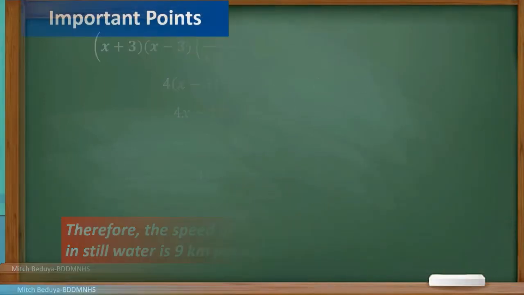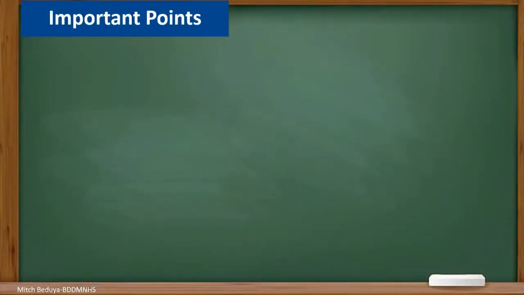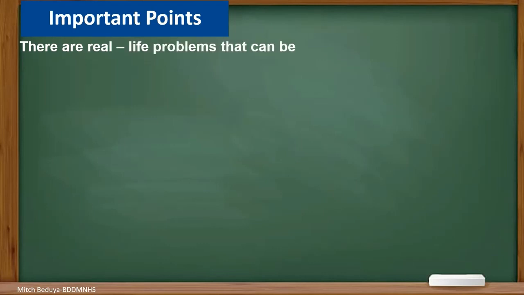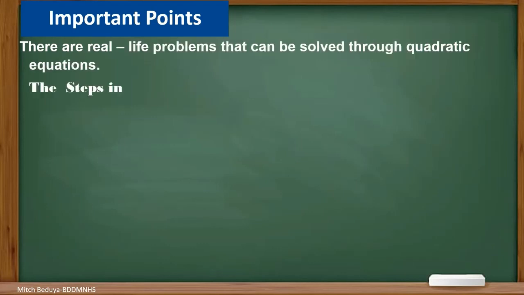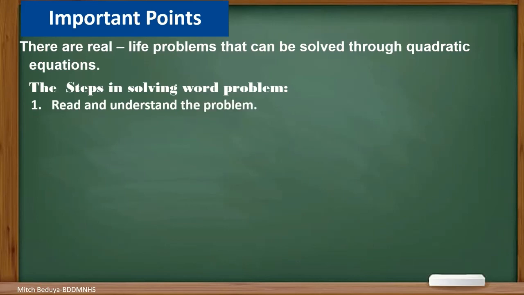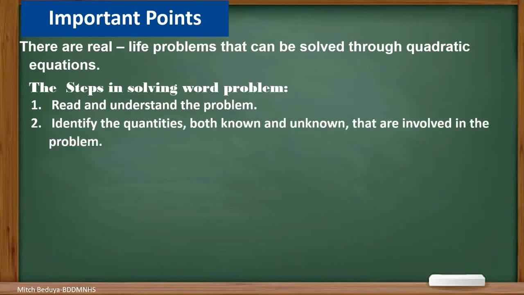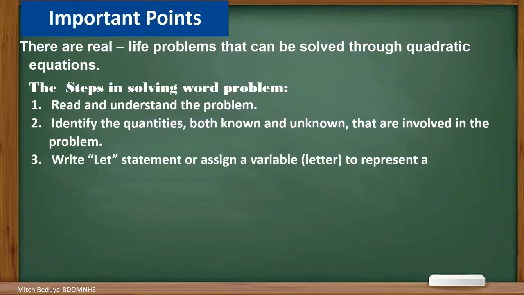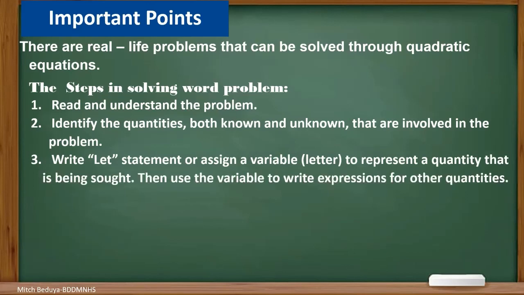Here are some important points to remember. There are real-life problems that can be solved through quadratic equations. The steps in solving a word problem are: read and understand the problem. Identify the quantities, both known and unknown, that are involved in the problem. Write a let statement or assign a variable to represent the quantity that is being solved. Then use the variable to write expressions for other quantities.